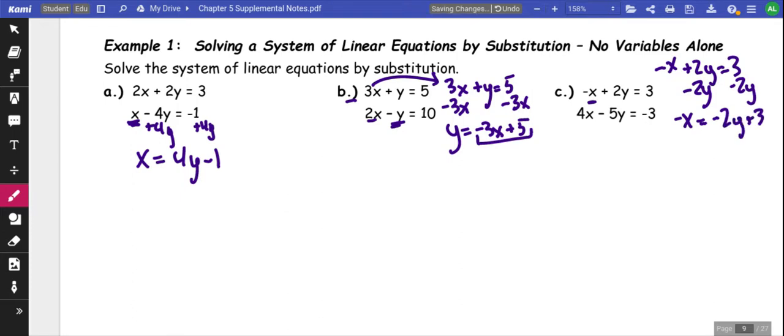I don't want that negative in front of the x. I have to divide out that negative 1. So I get just positive x. I get positive 2y, negative 3. I essentially just change the sign of every term in my equation. Now I have x equals something, and now that's good enough.